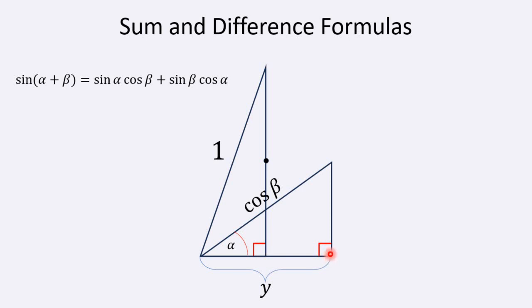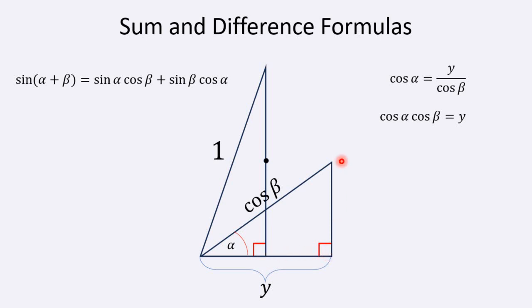All right, so looking at this triangle, I see that the hypotenuse is the cosine of beta, and I'm looking for the adjacent side to angle alpha. So I know that the cosine of angle alpha is the adjacent side y over the cosine of beta, the hypotenuse. I solve this for y, and I get that y is equal to the cosine alpha times the cosine of beta. So now I'm looking for the distance from here to here so I can subtract it away from y.